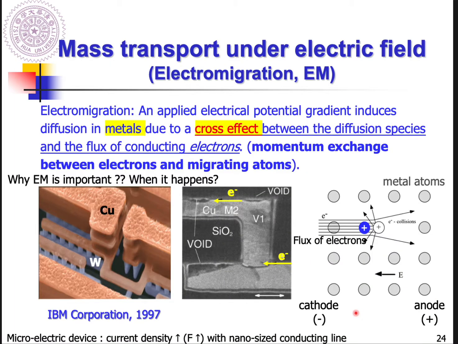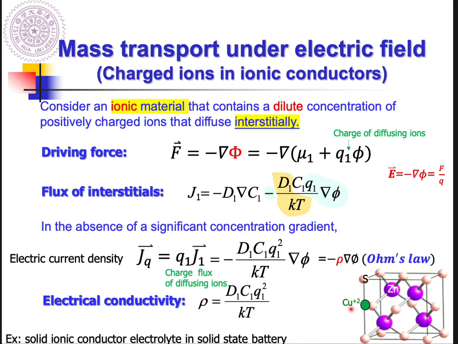Okay, but here I just remind you, after applying an electrical field, a positive charge ion at the interstitial site is going to move toward where? Toward the cathode, because it is positive. So after you apply an electrical field, it is going to move to the cathode side, right?